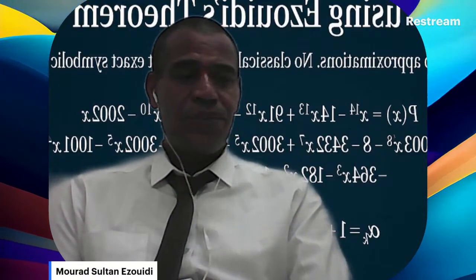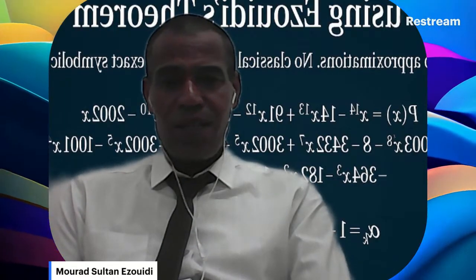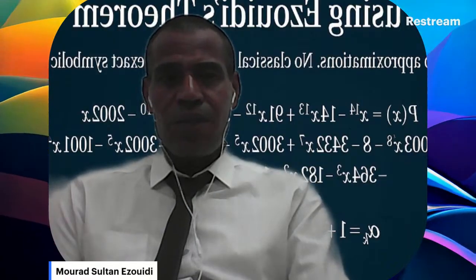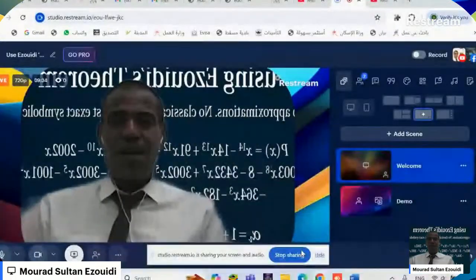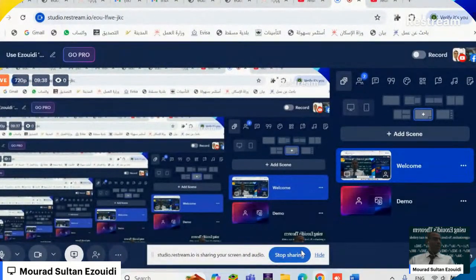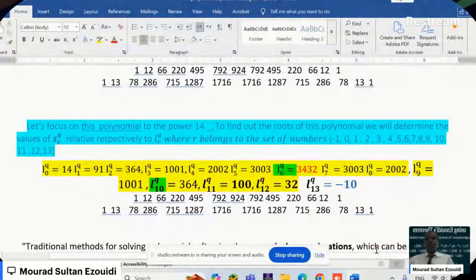Okay, so I will continue, professors, to let you get the point of how this 14th degree polynomial equation is solved by using the theorem of Mourad Sultan Ezouidi, or let's say the recursive formula. Here we said before that this is a 14th degree. To find the roots of this polynomial, we should determine the values of Sr for the Q relative to Lr, where r belongs to a set of numbers from -1 up to 14 minus 1, which means up to 13.